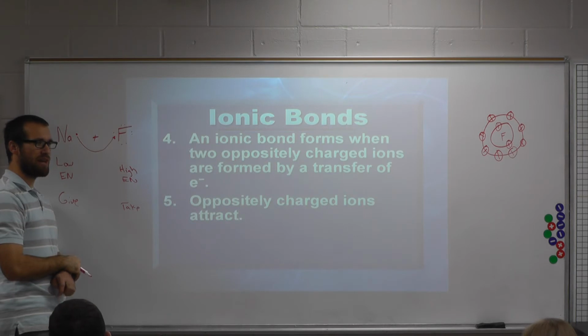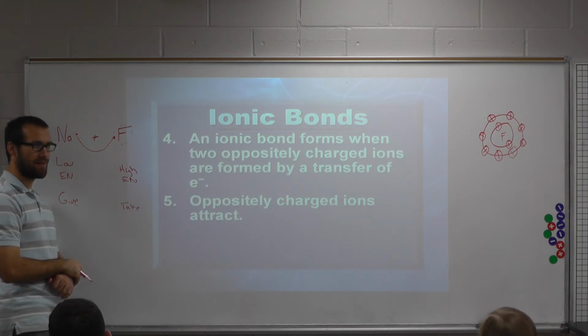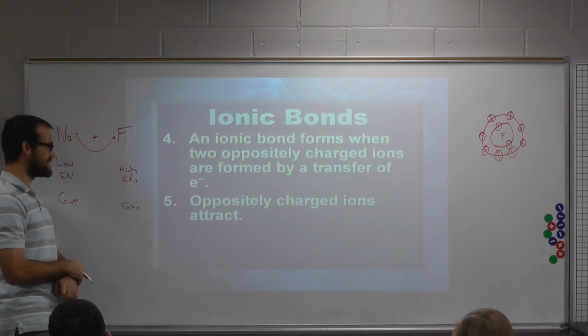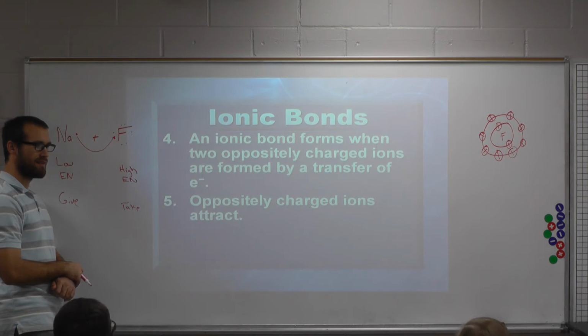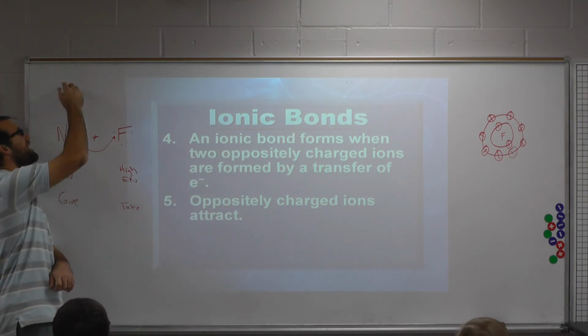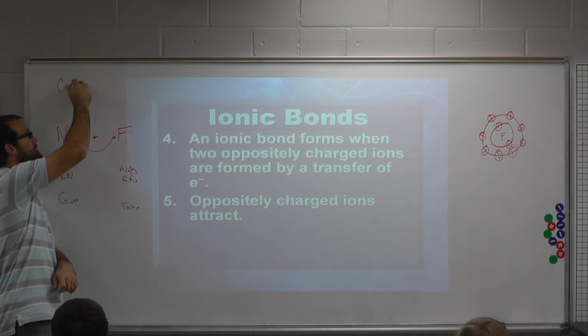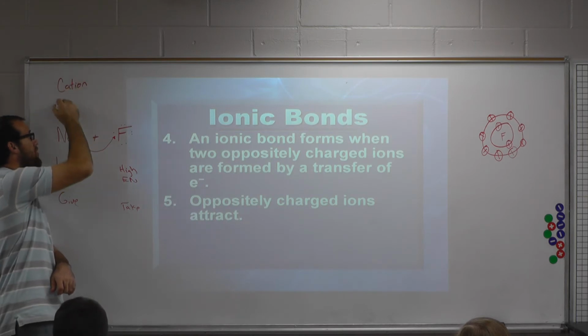Do you remember the two types of ions there are? Cation, anion. Which one is the cation here? Sodium. It has to be positive. Why is sodium the cation? Because it's positively charged, because it has more protons than it does electrons. Yes. So sodium is going to be the cation, or the positively charged one.